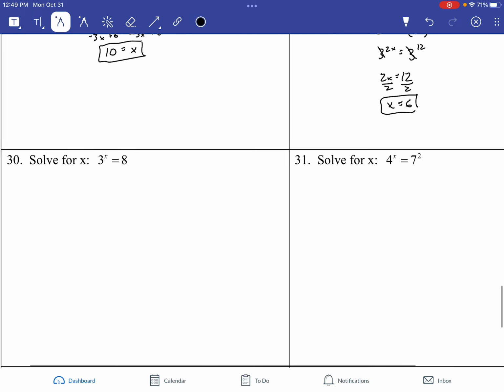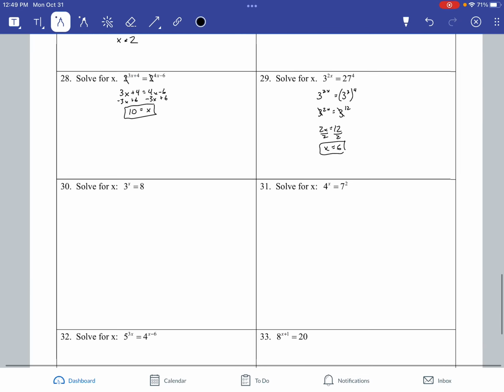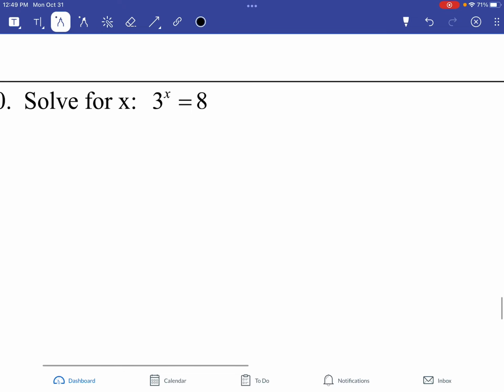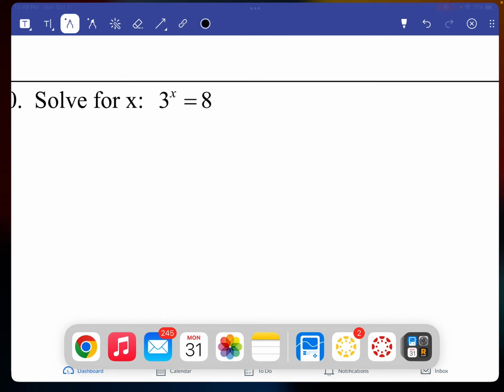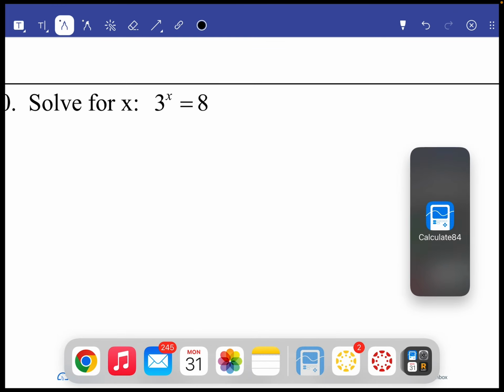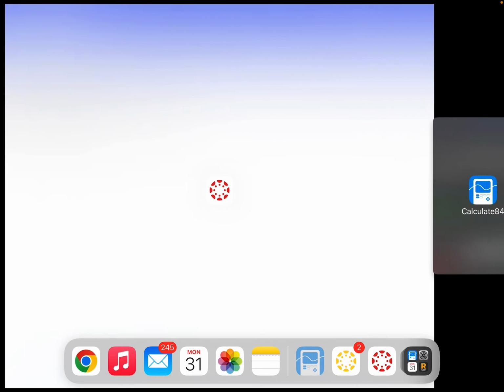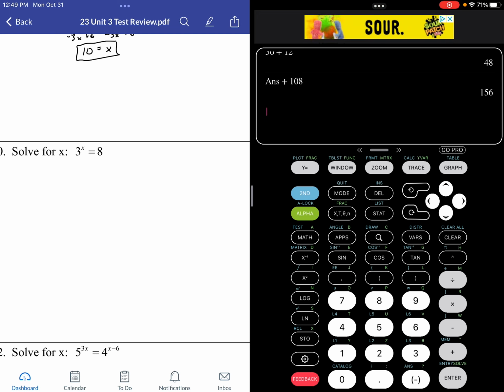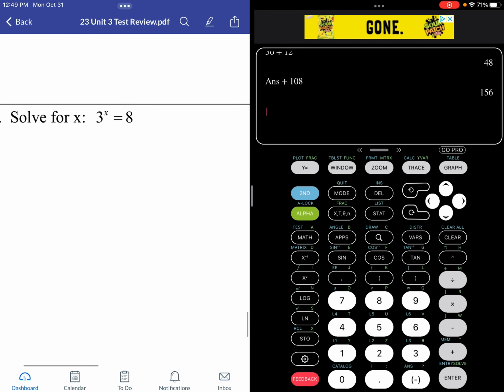Moving on. 4 more to go. We're going to need the calculator back for these. So I'm going to put this back in here. There we go. Awesome. Okay, so now these are non-like bases. We have to change these to log.